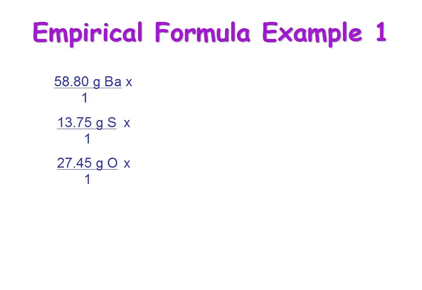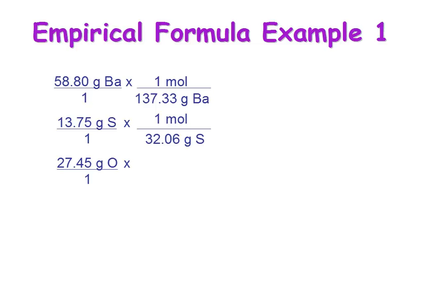To get from grams to moles, I need to find the elements on my periodic table, find what their molar masses are. Barium is 137.33, so it gets divided into the 58.80 grams. Sulfur is 32.06. And because oxygen is part of a compound, not just acting as an element, we need to divide it by just one oxygen mass rather than the diatomic mass, so it will just be 16. Again, that's because it is part of a compound, and we are trying to figure out how many atoms of oxygen are in our compound.